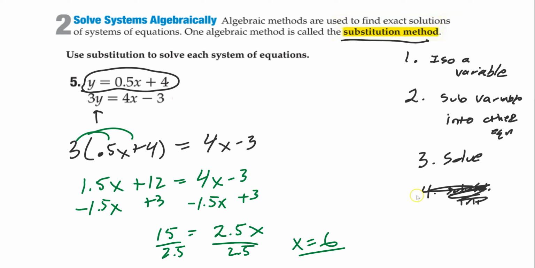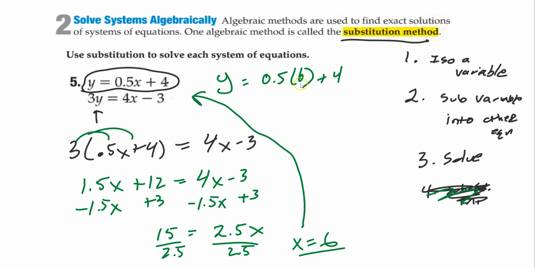So we have our x, and what I was trying to say at the very end here was, hey, you're not done, you gotta find your y. So plug it back in. You can plug into any one you want. This is the easier one. When you start off, it's always the easier one. So 0.5 times 6 plus 4. Half of 6 is 3. 3 plus 4 is 7. So there you go. Y is 7, x is 6.